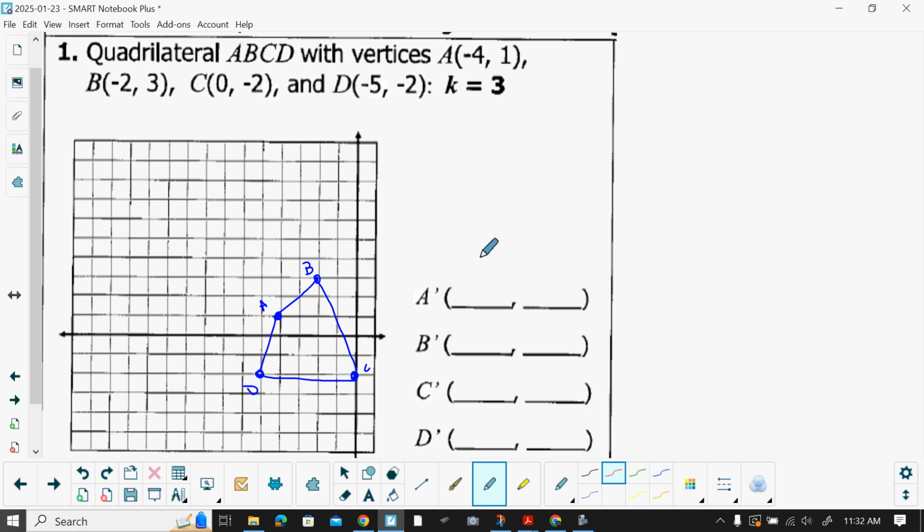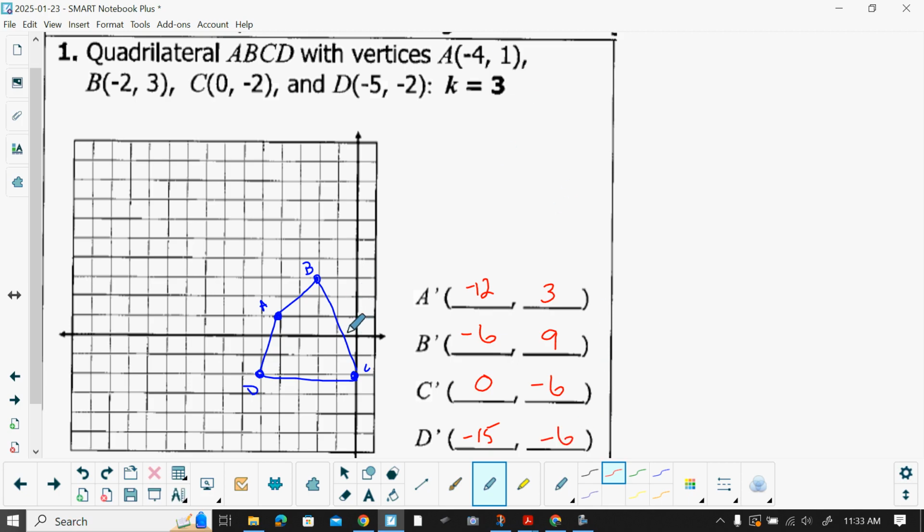So negative 4 times 3 is negative 12. 1 times 3 is 3. Negative 2 times 3 is negative 6. 3 times 3 is 9. 0 times 3 is 0. Negative 2 times 3 is negative 6. Negative 5 times 3 is negative 15. And negative 2 times 3 is negative 6. And then we're going to graph these points.